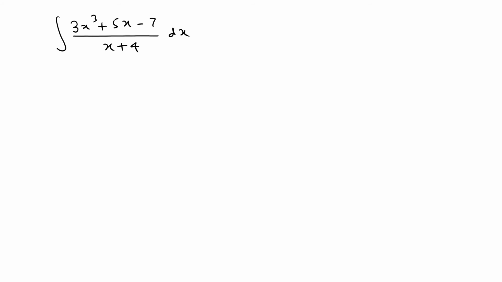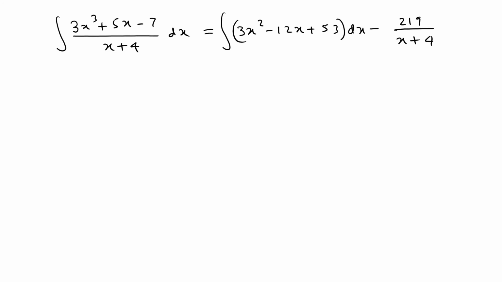But we know that when you divide those two, you get two expressions. What are the two expressions? The quotient is 3x squared minus 12x plus 53. That's the quotient part. And also you have a negative 219 over x plus 4 term. That's the remainder term. Since this is exactly equal to those two, we can integrate them separately. So instead of this, we can integrate these two. See the benefit? Now we can simply do this.